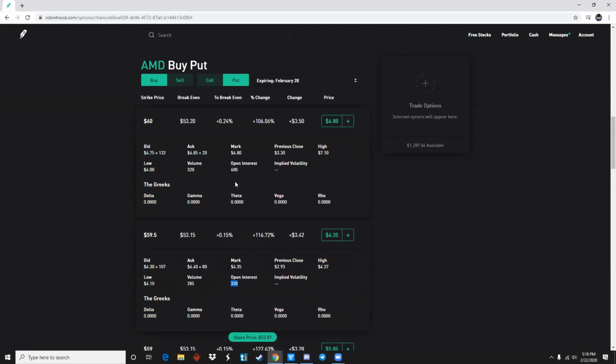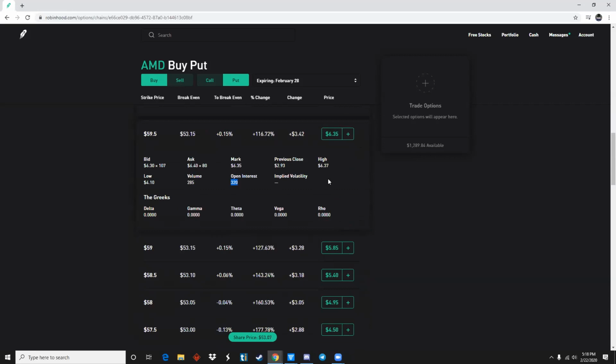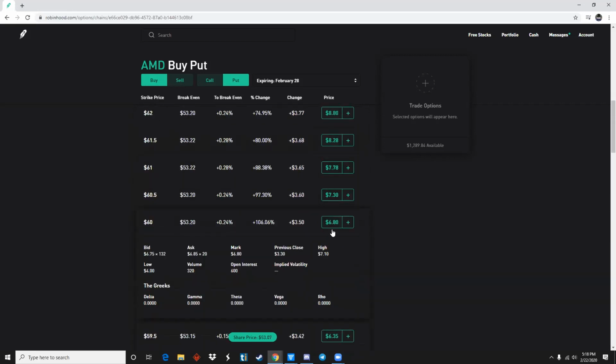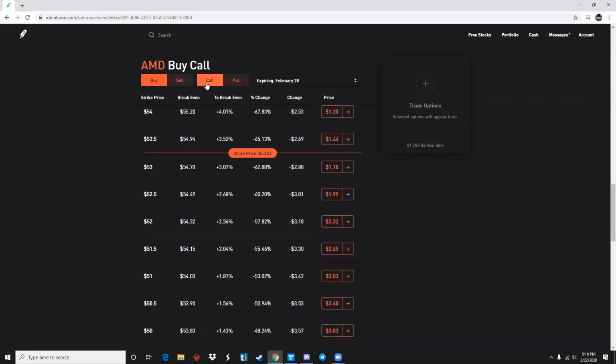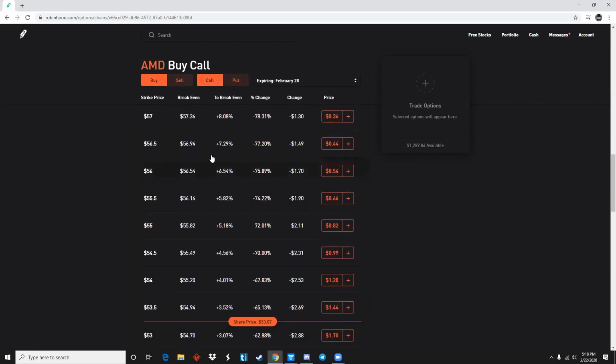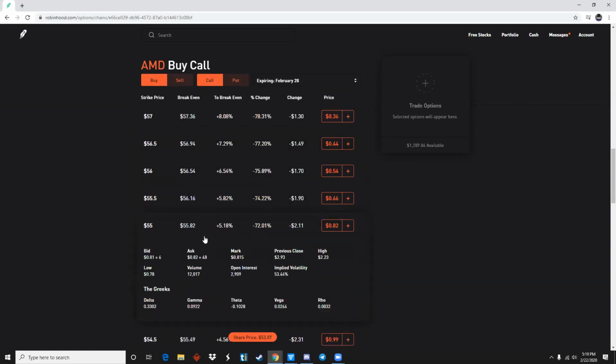Okay, and yes, it's cheaper, and that's the funny part. Yes, it's cheaper. It's closer to the money. Let's go back to the call. It's cheaper closer to the money, but it's kind of funny how people react to those round numbers per se. So in a sense, I'm going to look at $55 calls, and you see how cheap they are. They're only 82 cents. The bid is 81 cents and the ask is 82 cents. Okay, literally 1 cent apart.